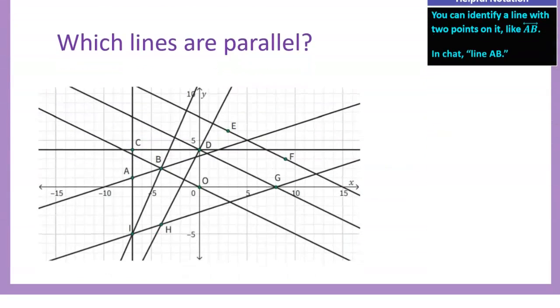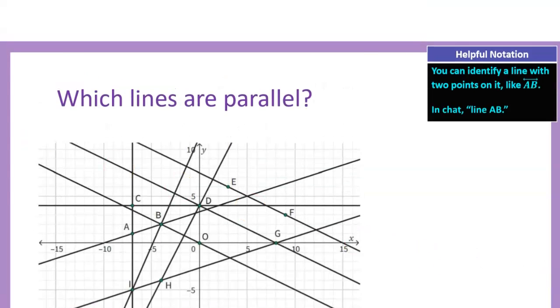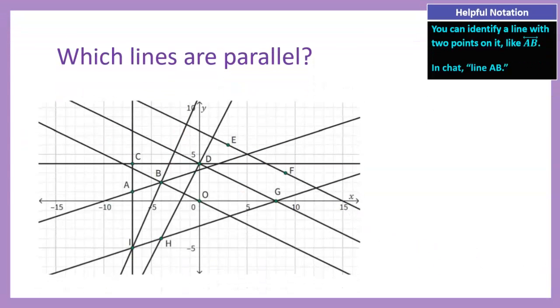So let's take a look at a little complicated example here. This big, massive graph with a bunch of messy lines. Can you spot any parallel lines on this graph? And how do you know? How do you know whether they're parallel?